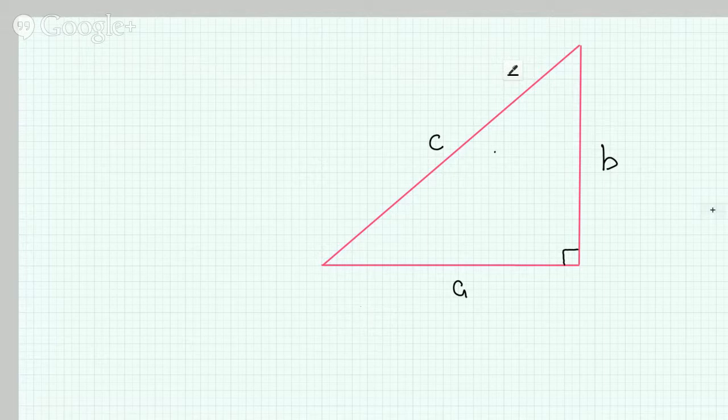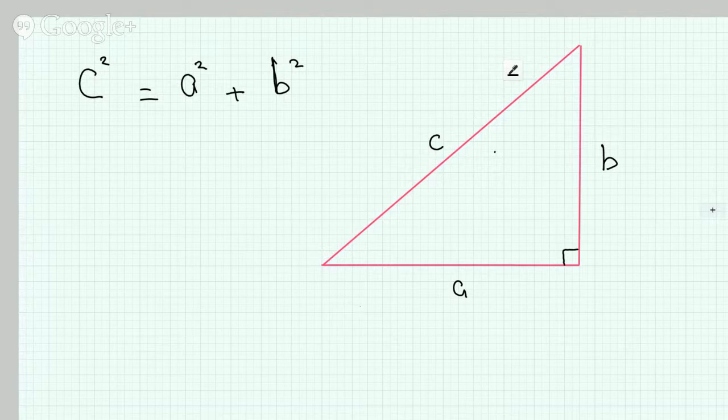And what this theorem says is that if this is a right triangle, where we have a 90-degree angle facing side C, then C squared has to equal A squared plus B squared. C is always the side facing the 90-degree angle. So if the angle is 90 degrees, C is the hypotenuse.